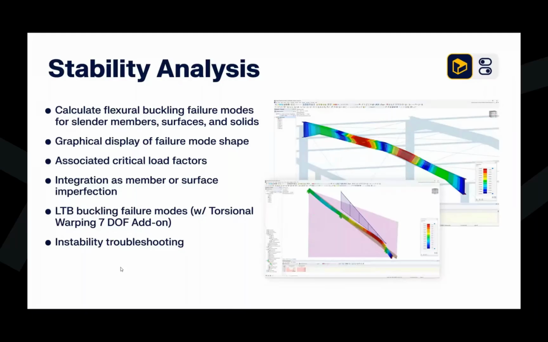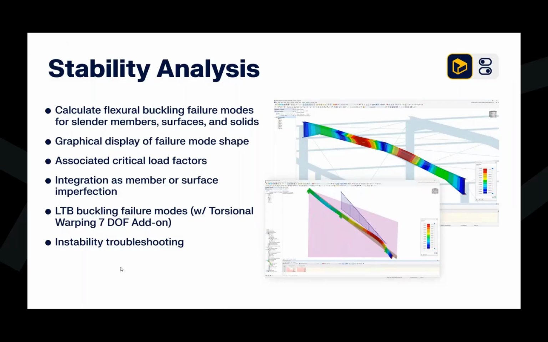For example, member or surface imperfections. I could take my buckling mode shape of a surface element and I could scale it. And I could actually deform the FE mesh of that surface element before I carry out a general static analysis. Or we could import these critical load factors as effective length factors for our steel design. So a lot of different options there, again, extending to other parts of the program.